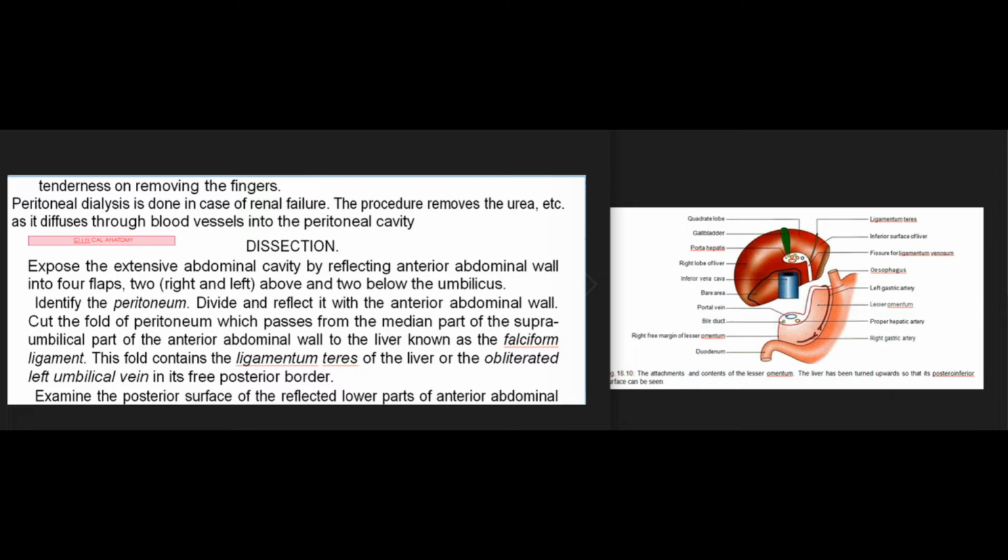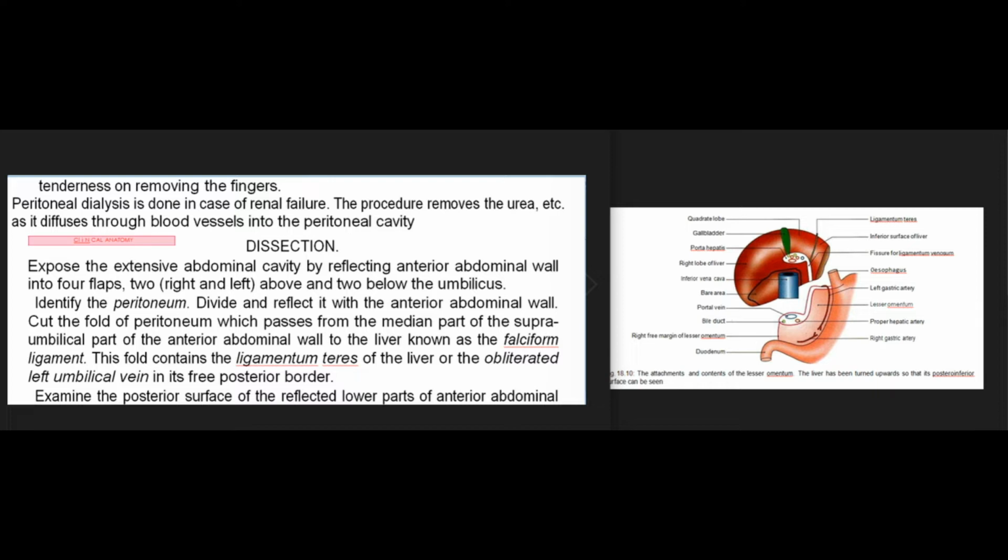Cut the fold of peritoneum which passes from the median part of the supra-umbilical part of the anterior abdominal wall to the liver, known as the falciform ligament. This fold contains the ligamentum teres of the liver, or the obliterated left umbilical vein, in its free posterior border.